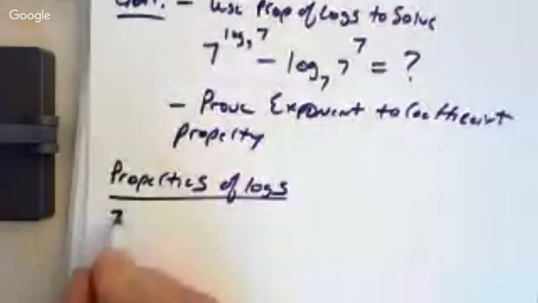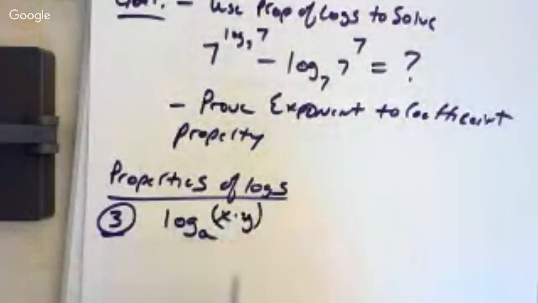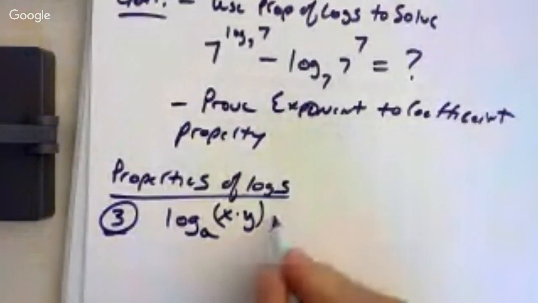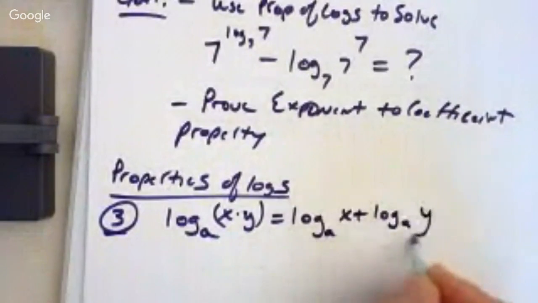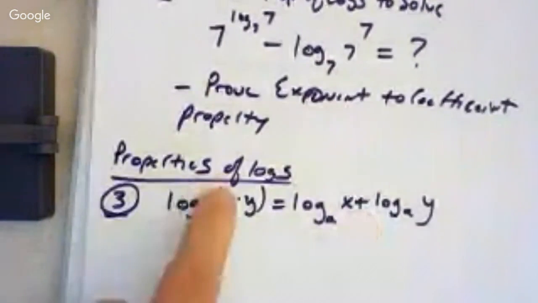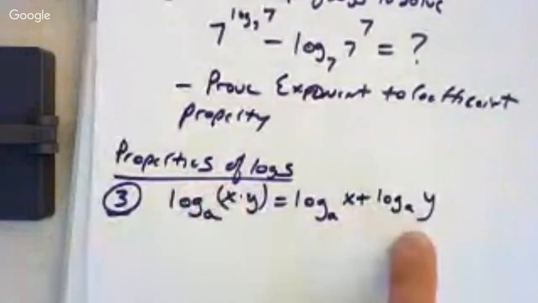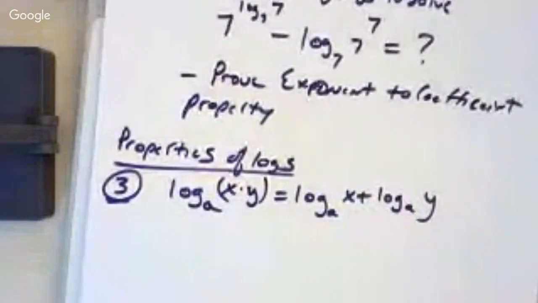We can combine logs and separate logs. The third one we have is that you have log base A of x times y. It's kind of odd, but we can actually break that up into log base A of x plus log base A of y. Now, I talk about this a lot in this class. If it's equal, that means if we have this, we can make it this. If we have this, we can make it that. Going from here to here is called expanding. Going from here to here is condensing.